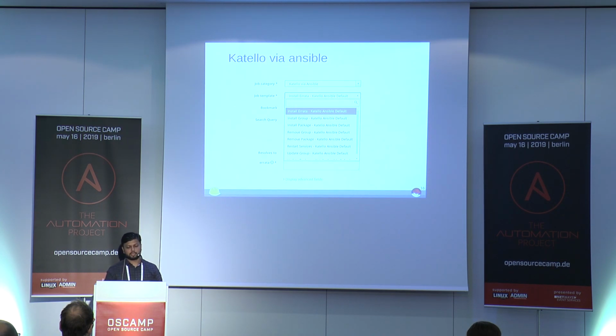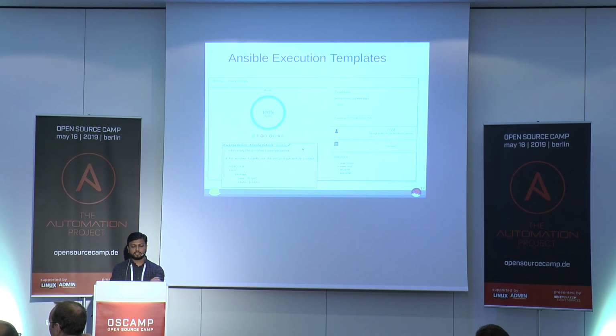So you can also do the operations which are done by the catalog using these Ansible templates. That means you can install erratas, you can install packages, install groups, or you can remove packages, you can restart the services. So once you run these Ansible execution templates, the output will look like this, where you have whether the job is completed or not. It will show what input you have put there, and it will show which template you have used, and finally the output of that particular Ansible execution template.